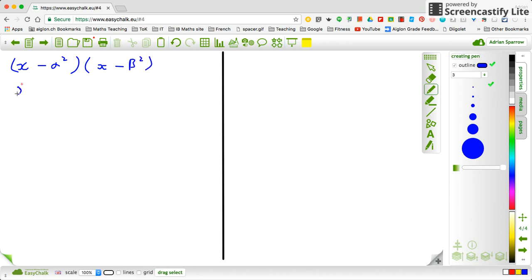When I multiply these out together, I get x squared minus, now x is multiplied by beta squared, and x is multiplied by alpha squared. So I get alpha squared plus beta squared, and these two are multiplied together, so that ends up being a positive alpha squared beta squared. Now let's see what we've got. Alpha squared plus beta squared, I think I just worked out as 57 over 16.